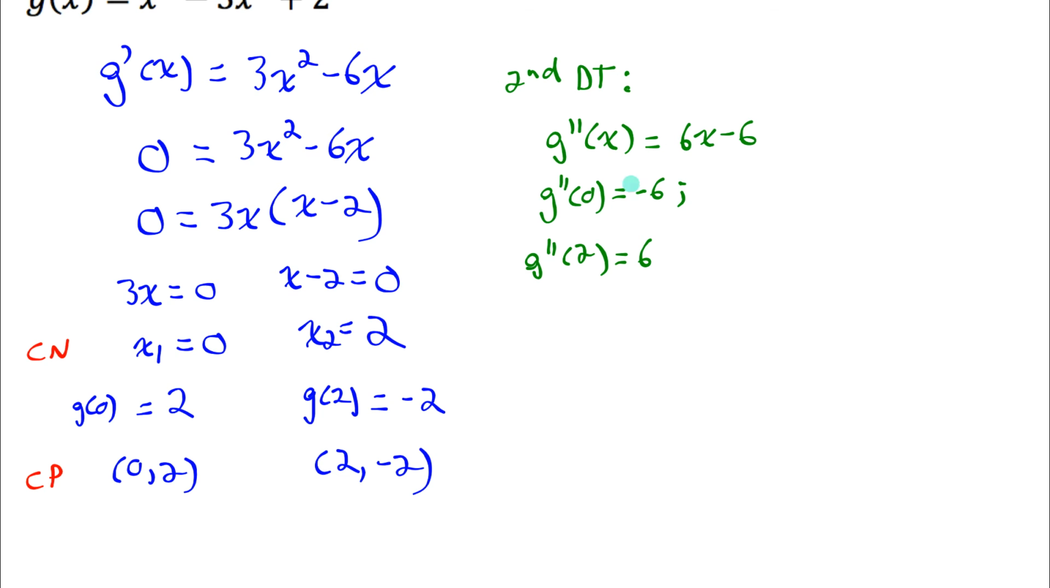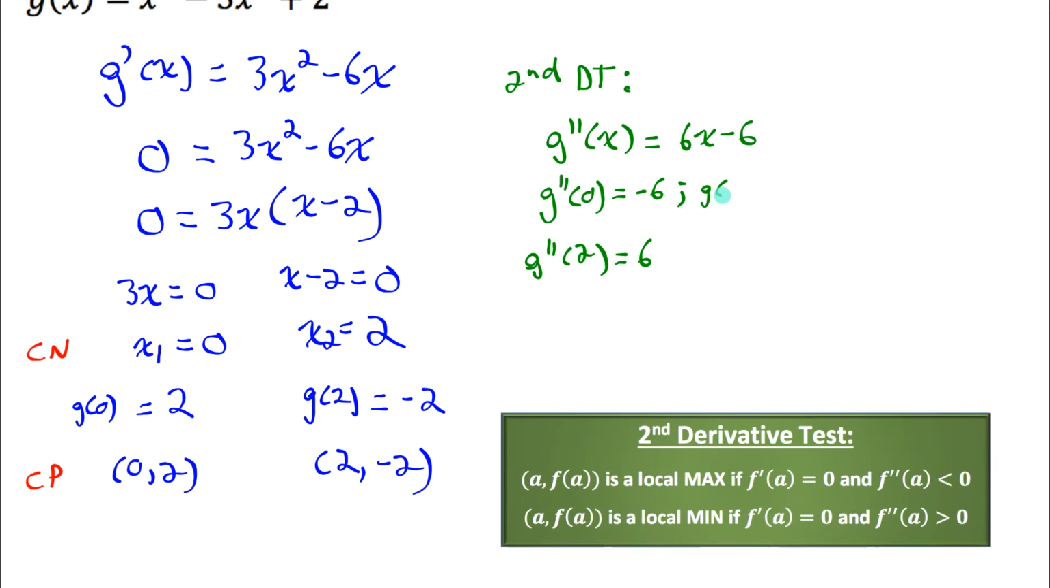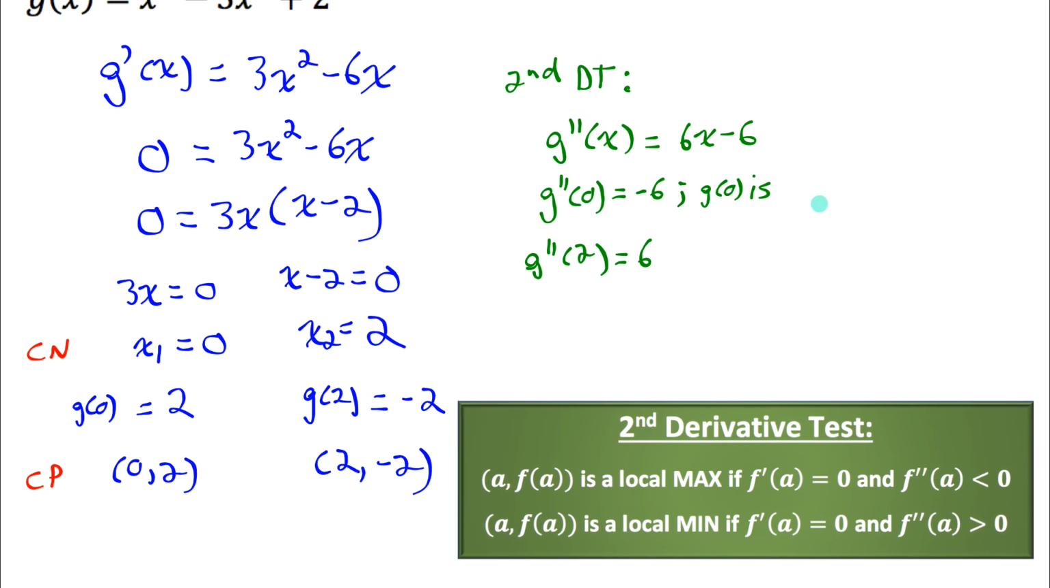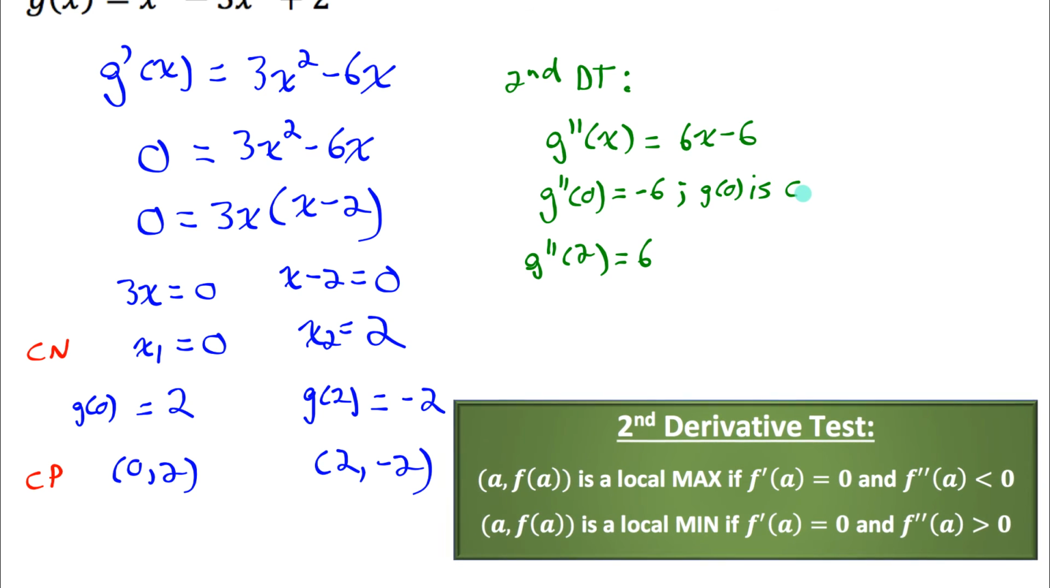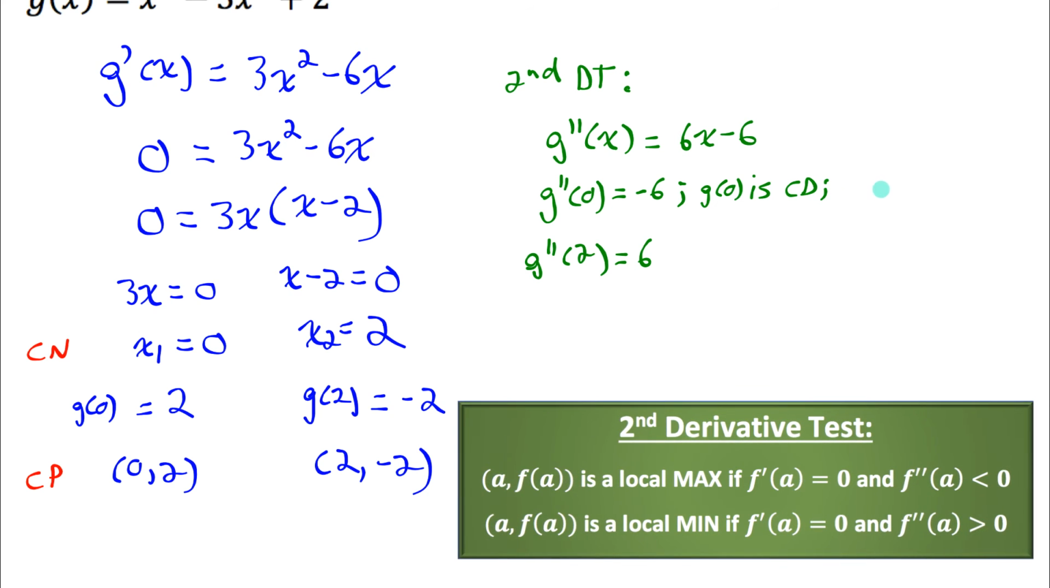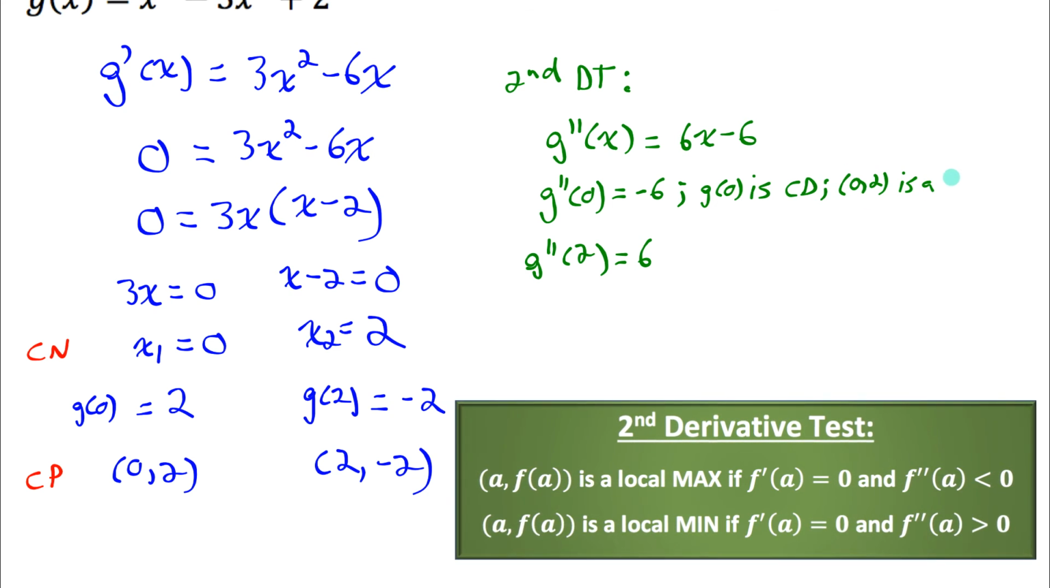At 0, the second derivative is negative. That tells us the original function at 0 is concave down. I'll write CD, short form for concave down. Therefore, the point (0, 2) is a local max.